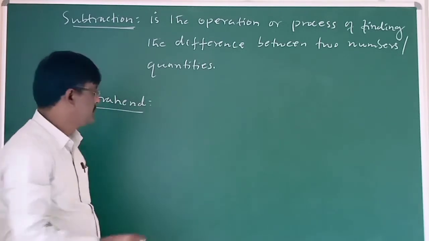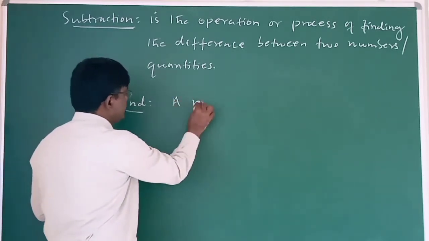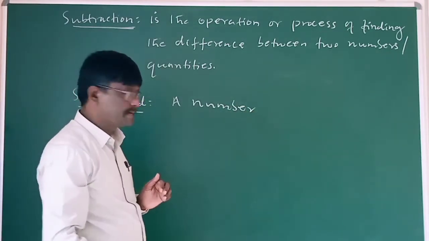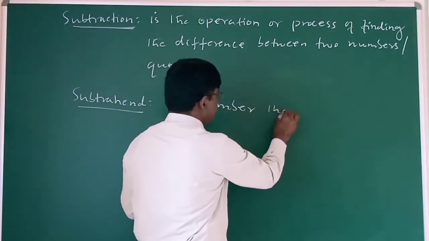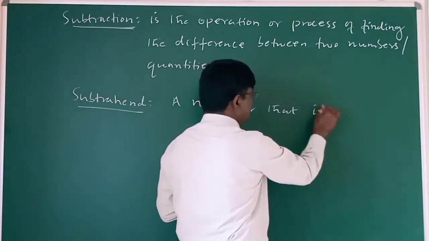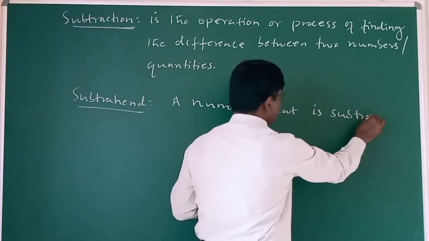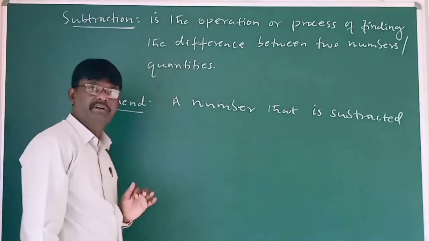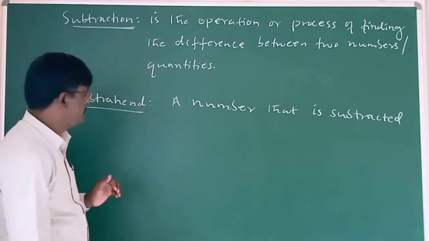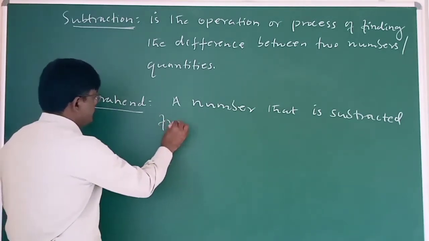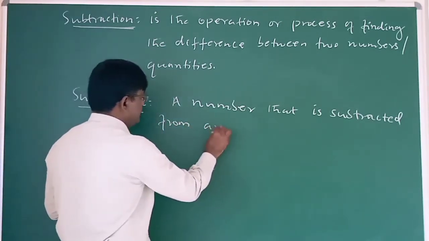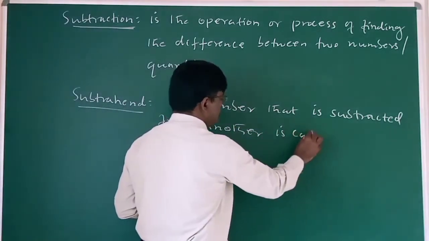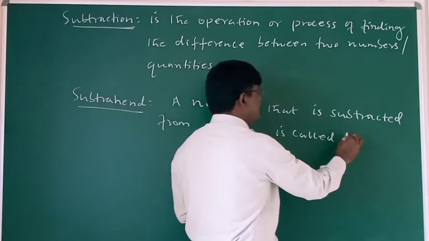What is subtrahend? A number that is subtracted from another is called a subtrahend.